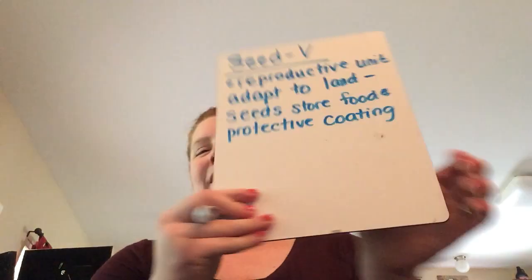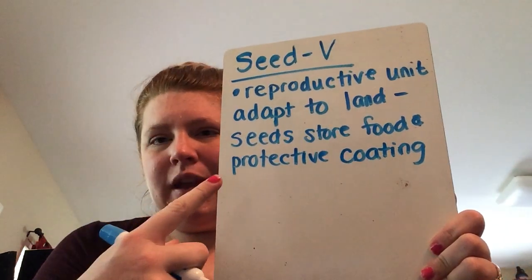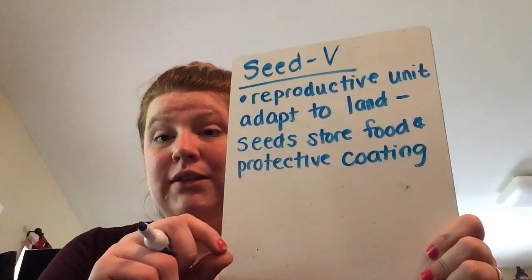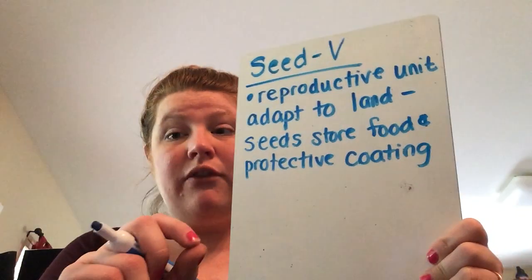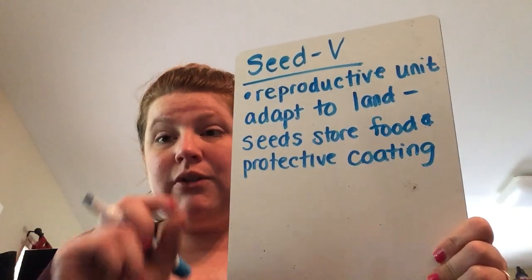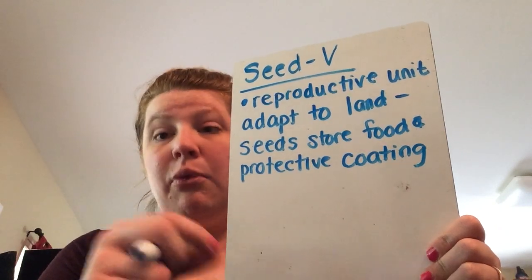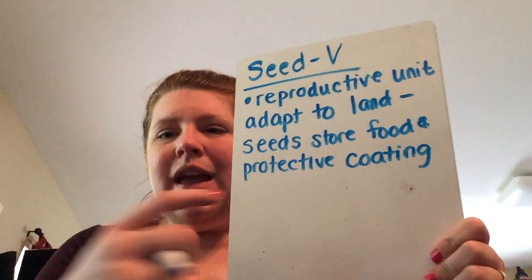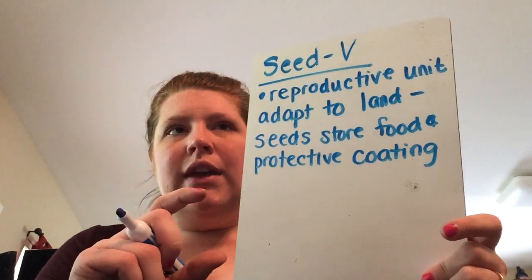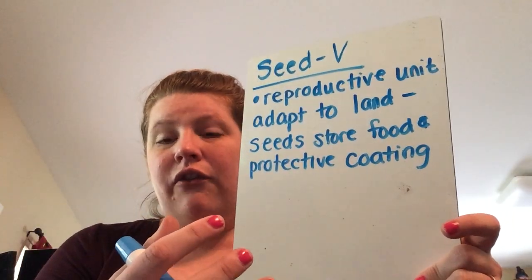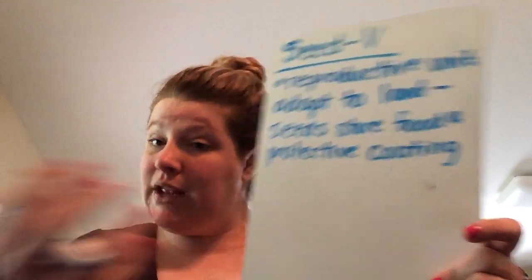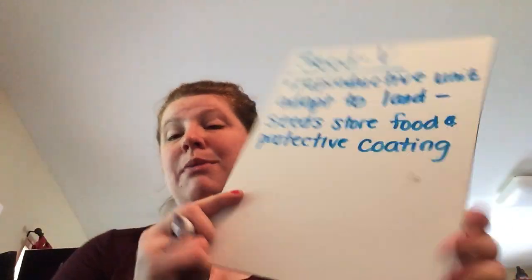No, my cuckoo clock. Okay, so vascular seed plants, they're reproductive units that adapt to land, so they pretty much have learned how to live on land. They're able to reproduce, each single one of them, and they have seeds, and the seeds are what store food, or it's one way the plants store food, and it also has a protective coating. So all the nutrients and everything in the food that's really important is not just going to be sitting there on the plant. They have adapted to be able to save those. That's why seeds are so nutritious for us and so good for us, because there's nutrients in each one, basically.